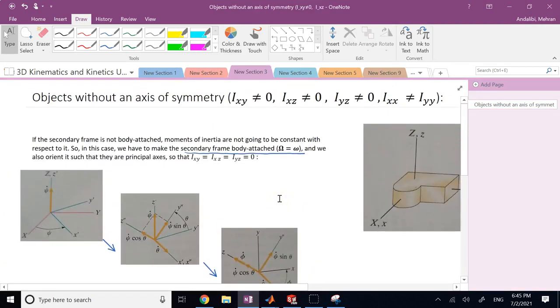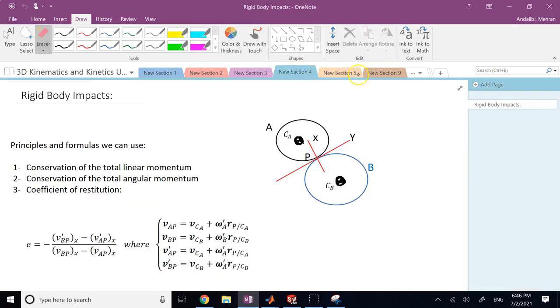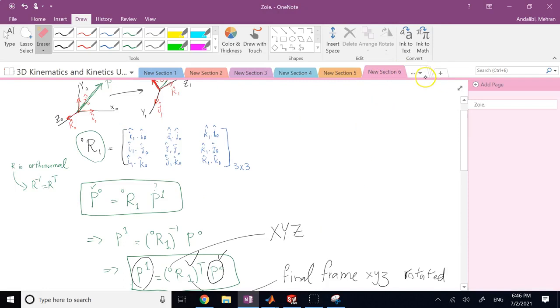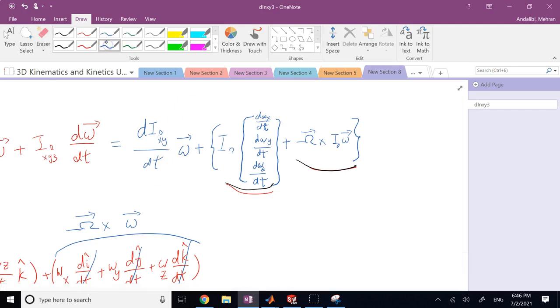Now, as I mentioned, in case your rigid body does not have axes of symmetry, then if you do not want that I dot term to appear, remember, here we discussed it. Remember, I said, if you do not want this term to appear, this guy, which we don't have in the Euler equations, you have to make sure the I does not change with respect to time, which means as the object rotates, the moments of inertia of it with respect to the secondary frame do not change.